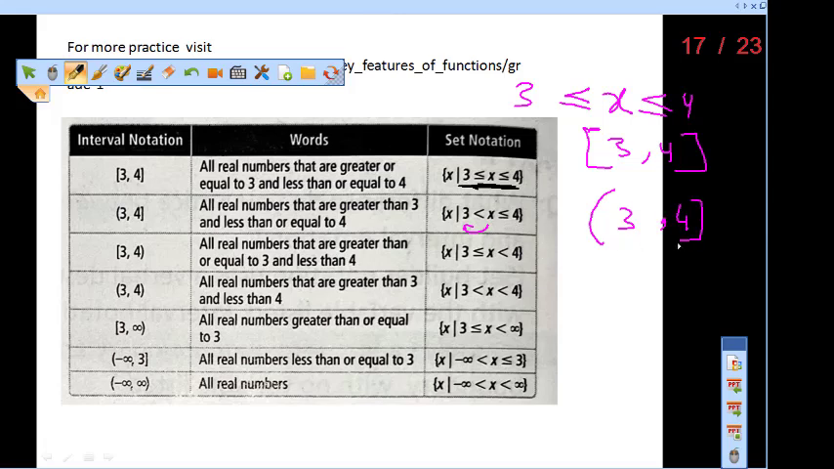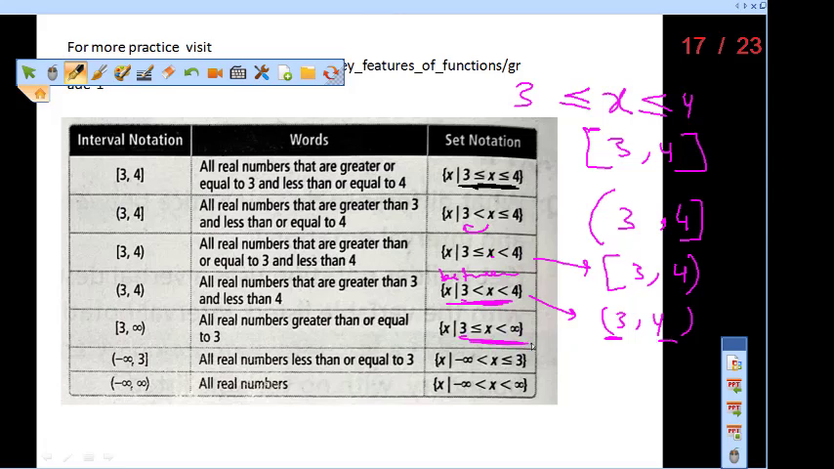It means my 4 is what? Closed. In this case, guys, I have x greater than or equal to 3, which means 3 is closed, and x less than 4, which means my 4 is open. In this case, 4 doesn't belong to this interval if it's open. Here in this case, look, which word can we use here? Between. All numbers between 3 and 4. It means 3 not included, 4 not included.